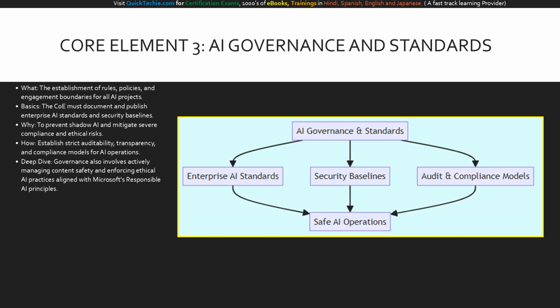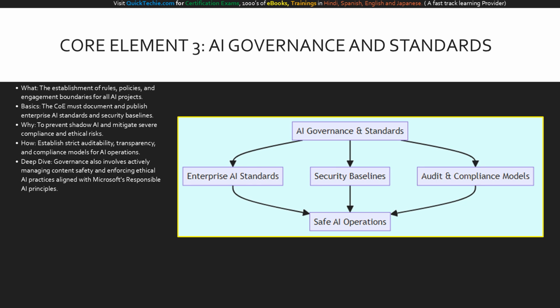Our third core element is incredibly important: AI governance and standards. What is this? It is the formal establishment of the rules of engagement and policies for all AI projects across the business. The basics require your COE to document and publish enterprise-wide AI standards, defining strict guardrails, approved tools, and security baselines. Why? Because without strong governance, you expose the organization to major compliance risks, data leaks, and what we call shadow AI. How do you govern effectively? By establishing clear auditability, transparency, and compliance models.